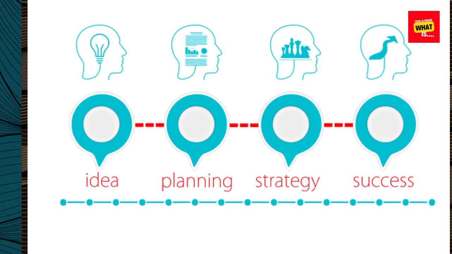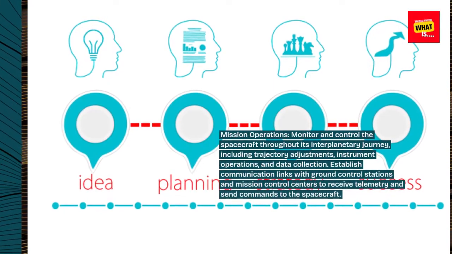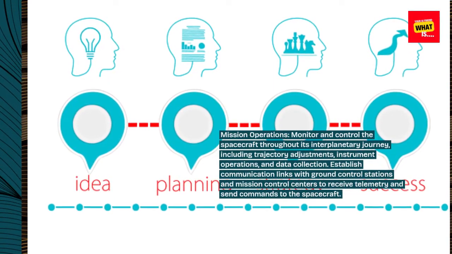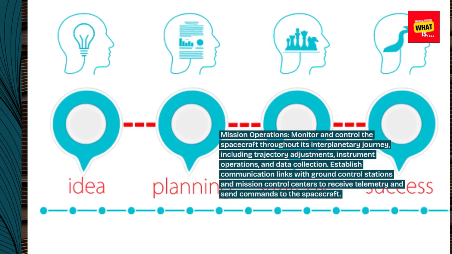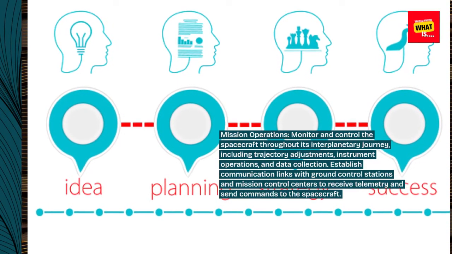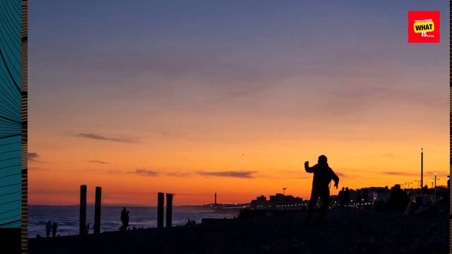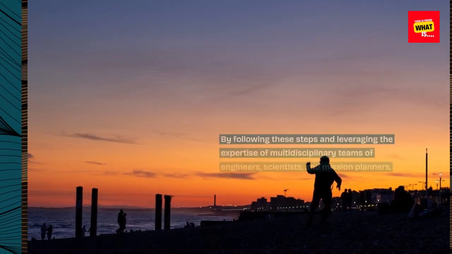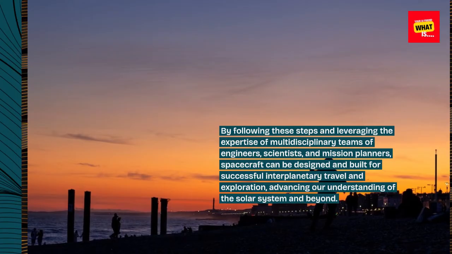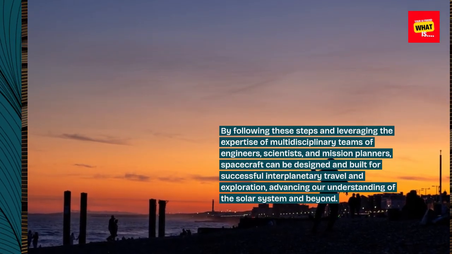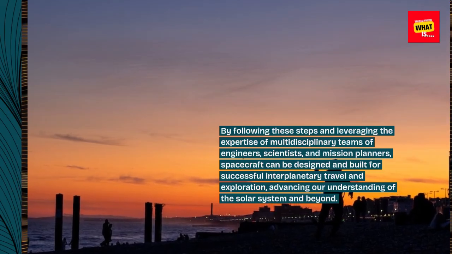Mission operations. Monitor and control the spacecraft throughout its interplanetary journey, including trajectory adjustments, instrument operations, and data collection. Establish communication links with ground control stations and mission control centers to receive telemetry and send commands to the spacecraft. By following these steps and leveraging the expertise of multidisciplinary teams of engineers, scientists, and mission planners, spacecraft can be designed and built for successful interplanetary travel and exploration, advancing our understanding of the solar system and beyond.